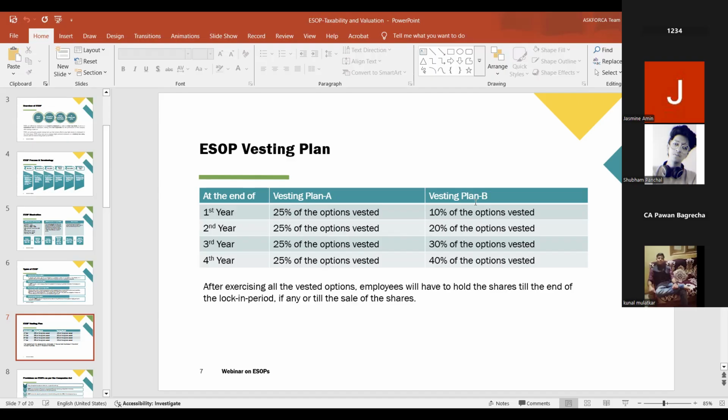And the second plan is, in the first year he gets 10% of the options, in the second year 20%, then 30%, then 40%. And after exercising all the vested options, the employee can hold the shares till the lock-in period, if any, and after that he can sell the shares.